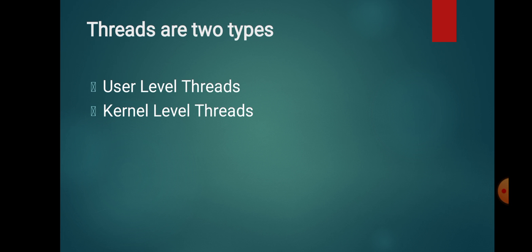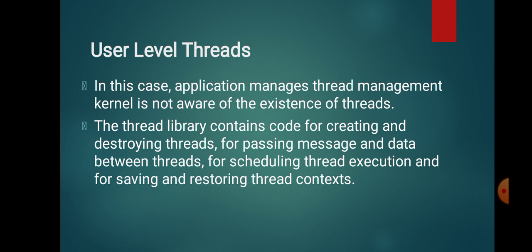Do you remember, in the first or second video I explained the two modes of our operating system, that is user mode and kernel mode? If the thread is running in user mode, it is called a user level thread, and similarly if the thread is running under kernel mode, it is called a kernel level thread. First we'll go for user level threads.